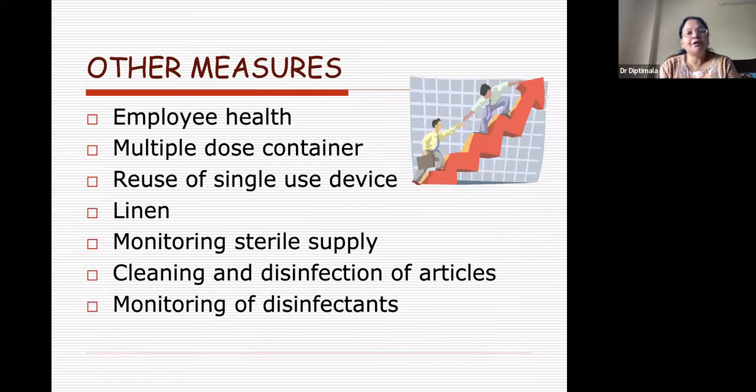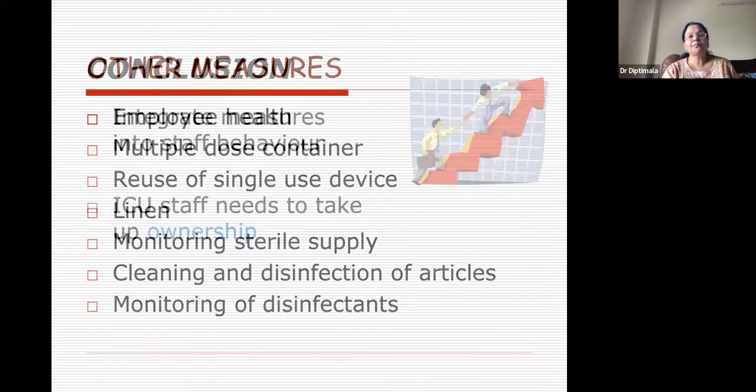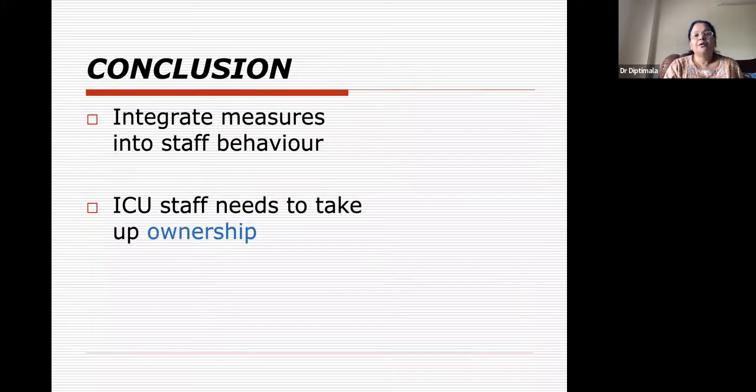Other measures are taking care of the employee health by the organization who employs us. Multiple dose containers to be avoided, reuse of single-use devices, linen, monitoring sterile supply, cleaning and disinfection of articles, and monitoring of disinfectants. We need to integrate these measures into our behavior.